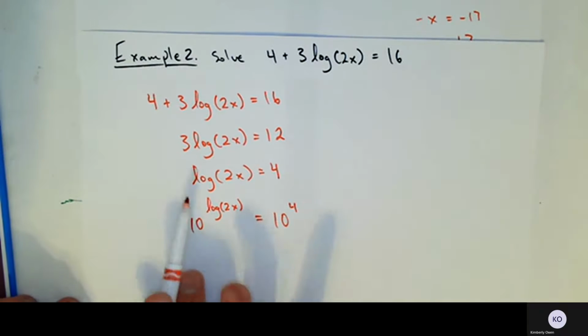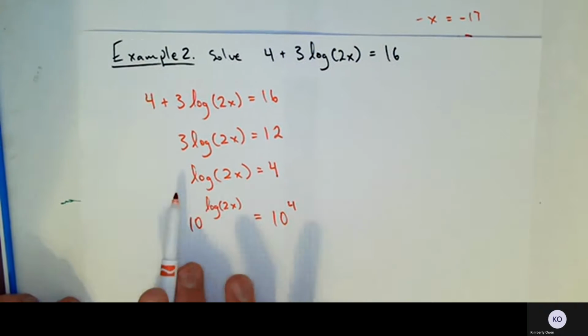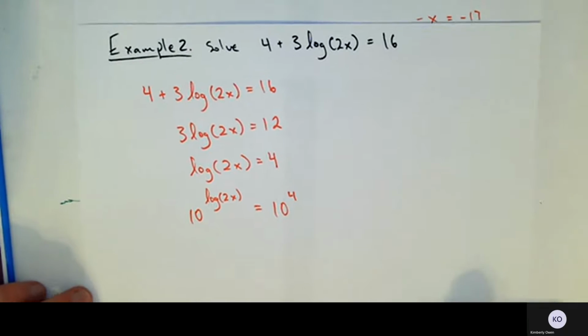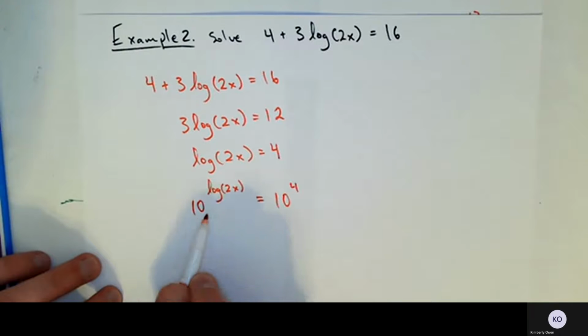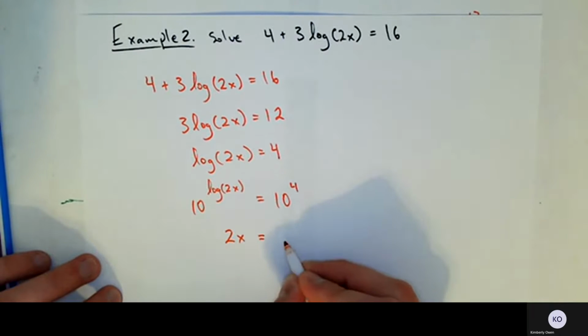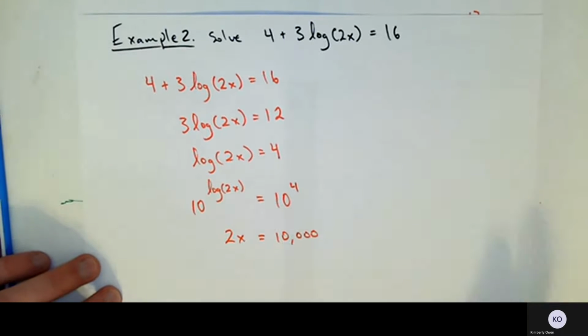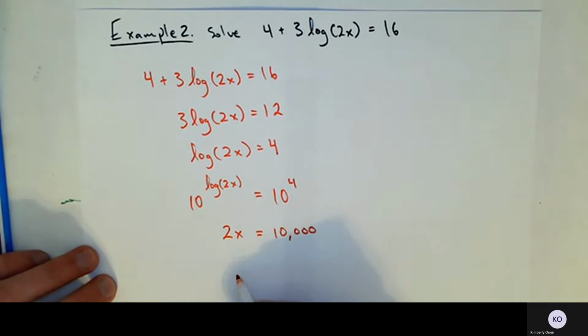Okay, and the reason it's 10 is because whenever we see log without a base written, we know its base is technically 10. It's the so-called common logarithm. Gets its own notation with its own special base. This 10 exponential and the log cancel out, leaving us with just the input. And by the way, 10 to the 4th is 10 times itself 4 times. In other words, 10,000. And then dividing by 2.